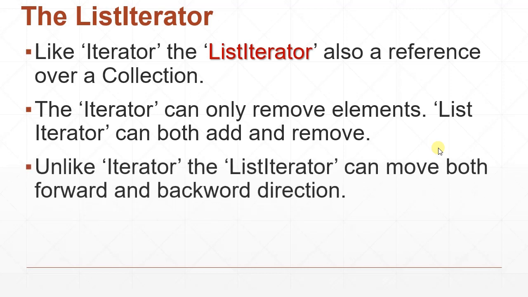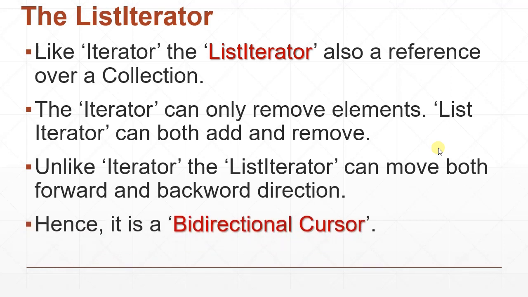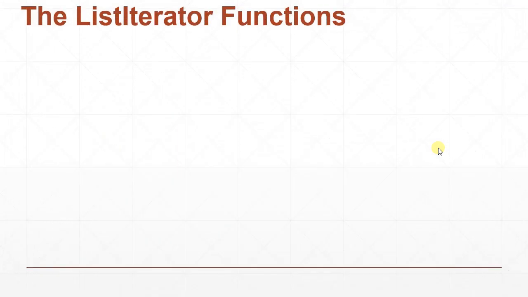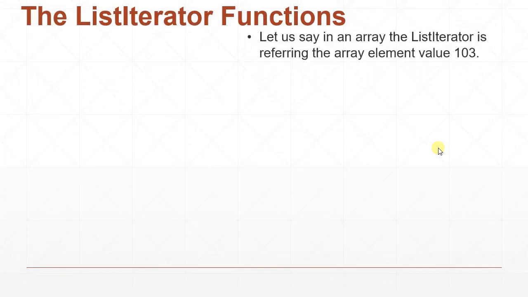Unlike Iterator, the ListIterator can move in both forward and backward direction. Hence, we call the ListIterator a bidirectional cursor. The iterator is called a forward only cursor or unidirectional cursor, but we call ListIterator a bidirectional cursor as it moves in both directions. The iterator supports the remove method.